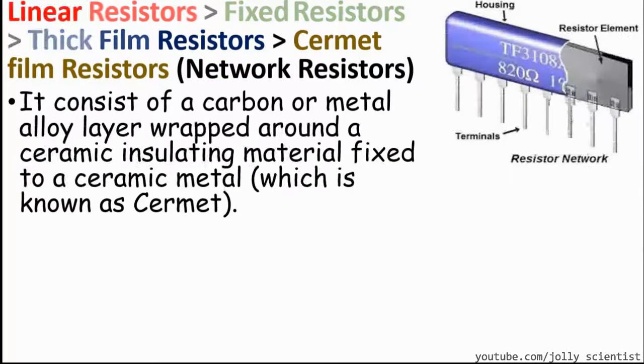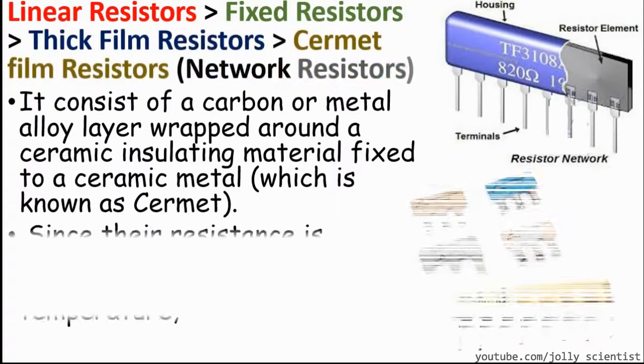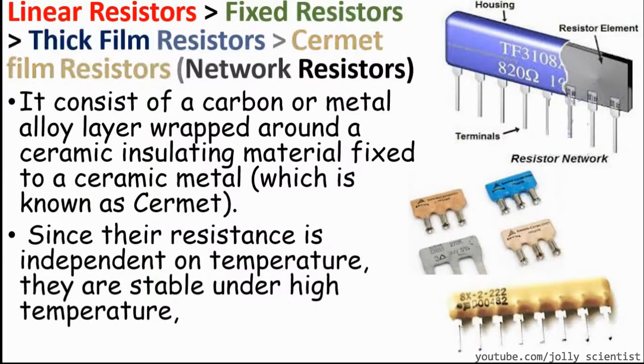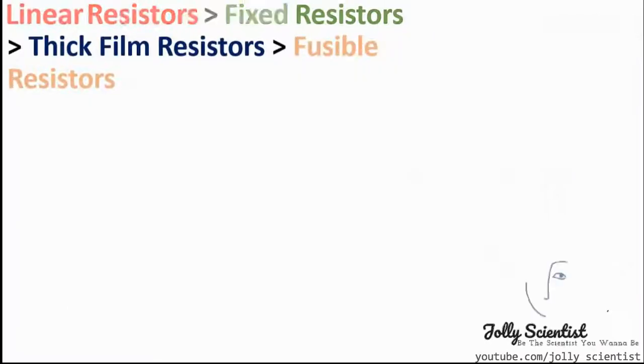The ceramic film resistor consists of a carbon or metal alloy layer wrapped around a ceramic insulating material fixed to its ceramic metal cap. Since the resistivity is independent of temperature, they are stable under high temperature.